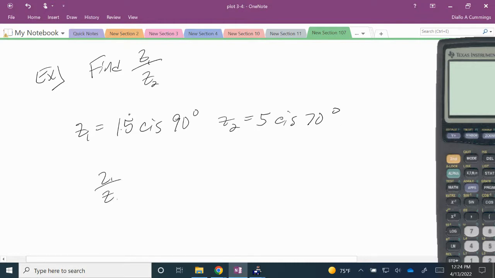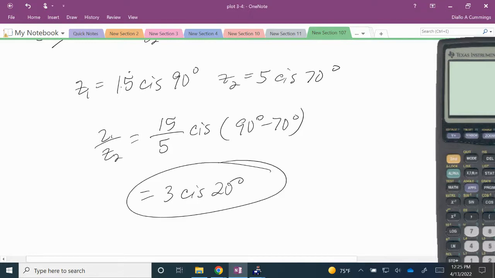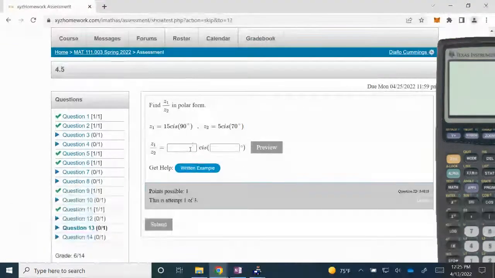So z1 divided by z2, I'm going to divide my absolute values, so it's r1 divided by r2, and I'm going to subtract my arguments, so it's 90 degrees minus 70 degrees. So we get 3 cis 20 degrees.